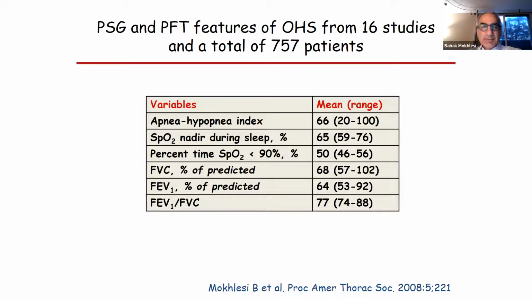And then when you look at their polysomnography data, the great majority have severe OSA with significant hypoxemia. And spirometrically, you can see that mild restrictive defect is not uncommon. Sometimes it can get quite moderate as well. But again, a lot of that has to do with body habitus and not parenchymal lung disease.